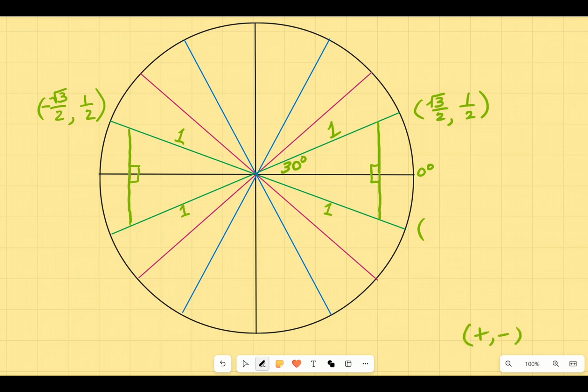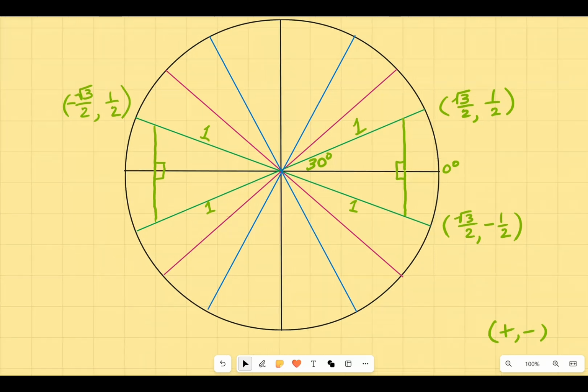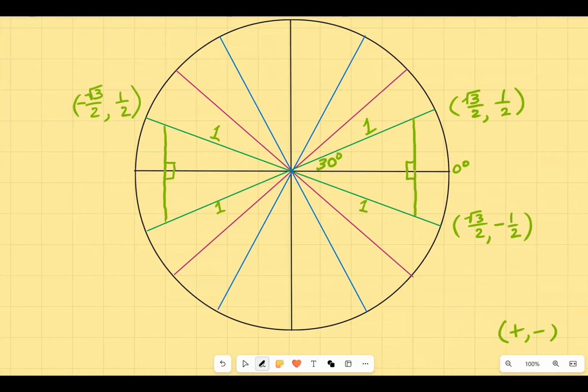So I'm still going to have root 3 over 2, but this time I'm going to have a negative 1/2. And then if I were to flip that triangle over the y-axis to the left in the third quadrant, both my signs are negative. So same value for the green, except negative. Negative root 3 over 2 and negative 1/2.